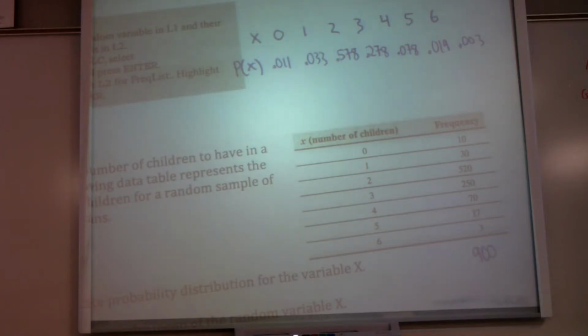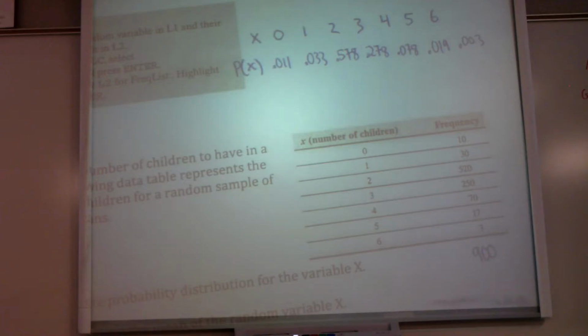Now, how could we check that this is a valid probability distribution? What should all of the probabilities add up to? It should add up to 1. The other thing is that each probability should be between 0 and 1, which it is. If you want to check that, go for it.